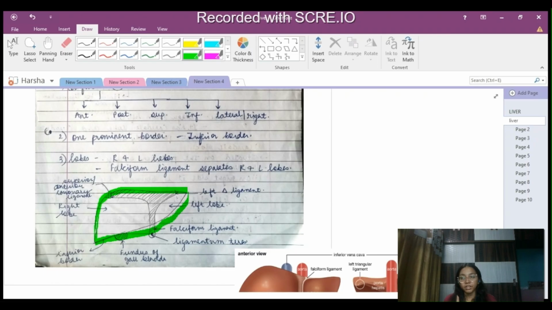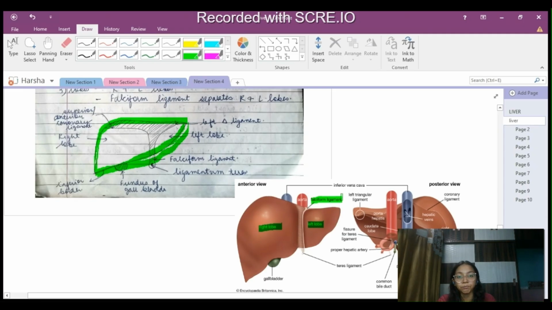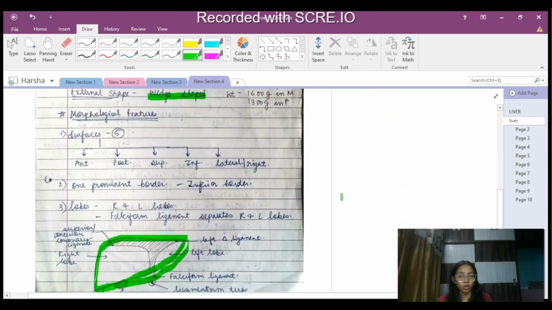Then there is one prominent border which is very prominently seen, which is this border, the inferior border of the liver. Then there are two lobes present, the right lobe and the left lobe. These right and left lobes are separated by this ligament, which is called the falciform ligament. It is clear over here in this diagram. This is the right lobe and this is the left lobe, and in between there is a ligament separating these two lobes, which is the falciform ligament. This is about the basic morphological or external features of the liver.